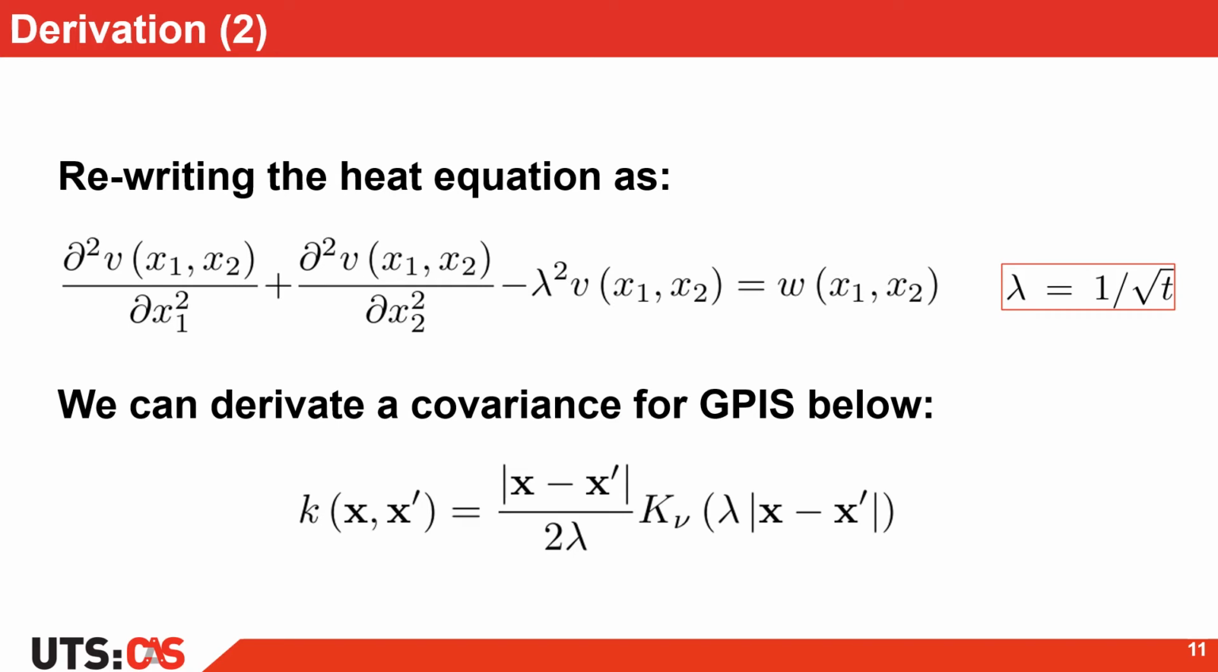Varadhan's formula replaces the nonlinear constraint on dx with a linear one on Vx, which we can easily incorporate into GP regression. We can rewrite the heat equation as below, where W is white noise. Then we can derive a covariance function for Gaussian process implicit surfaces. This covariance will automatically meet the distance constraint. It is precisely the Whittle covariance function, a special case of the Matern family with epsilon equals 1.